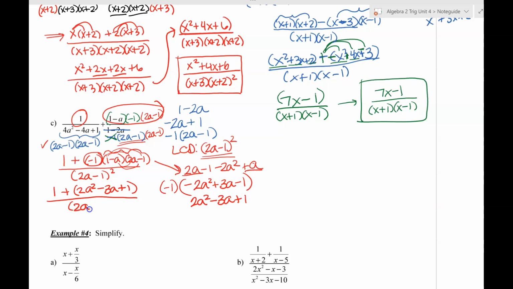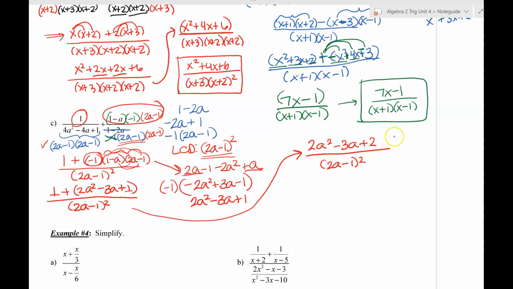And that's still over that common denominator. Now, the 1 and the 1 are like terms and can combine together. So I'm going to continue it right over here. I'm going to have 2a squared minus 3a plus 2, and that's all over 2a minus 1 squared. And then I would want to see if I can factor this numerator, okay? And then for those of you who like to use the x, that means you're looking for something that multiplies to make positive 4, but adds up to make negative 3.